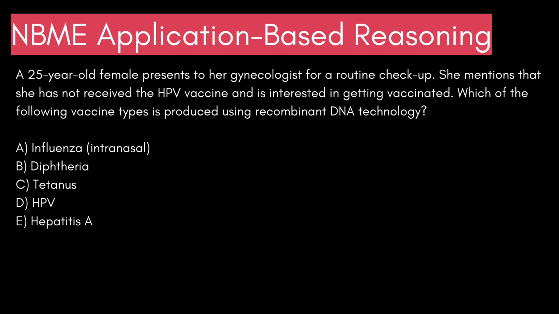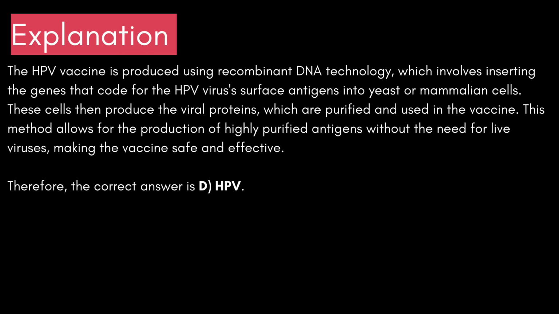All right, I think I gave you guys enough time here. I'm going to move on to see what the correct answer is and what the reasoning behind it is. If you need more time, feel free to pause the video. Otherwise, moving on now. The HPV vaccine is produced using recombinant DNA technology, which involves inserting the genes that code for the HPV virus's surface antigens into yeast or mammalian cells.